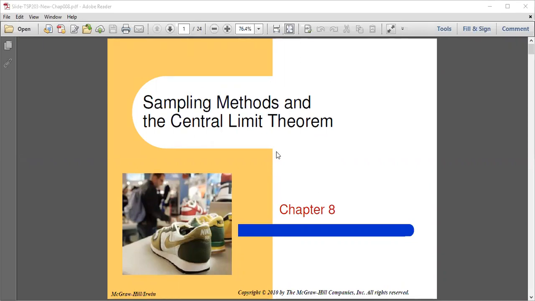In chapter 5, we started to lay the foundation for the probability concepts. In chapters 6 and 7, we discussed the probability distributions for continuous random variables and discrete random variables. And now this is chapter 8. Then we are going to understand what a sample is, what the methods are to take a sample from a population, and what the central limit theorem is. So let's move on to the next slide.